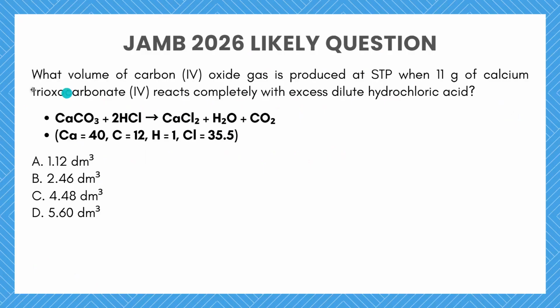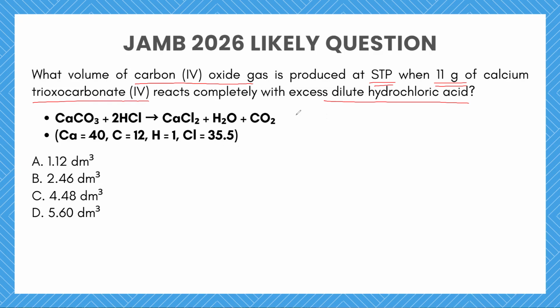The question is a stoichiometry-inclined question that starts off by saying, what volume of carbon 4 oxide gas is produced at STP when 11 grams of calcium trioxocarbonate 4 reacts completely with excess dilute hydrochloric acid? This question is simple. There are steps to take in order to arrive at the final answer. We have a list of options on the screen, so let's check out the question and see which of them is the correct one to pick.